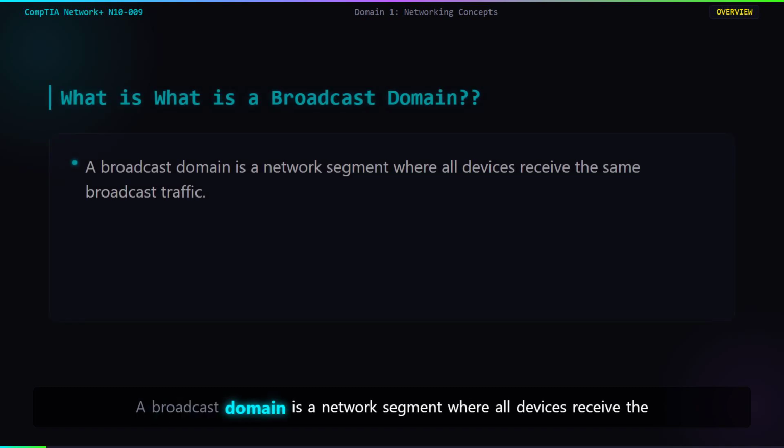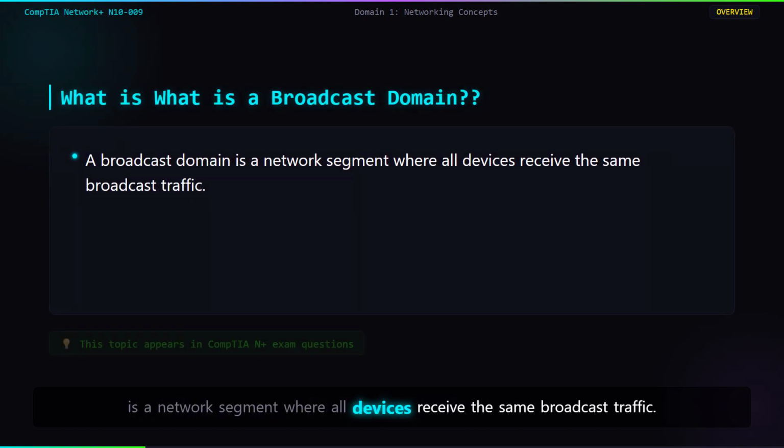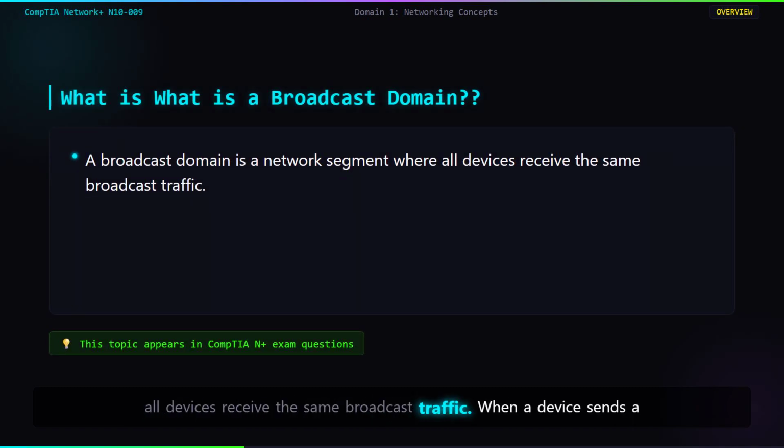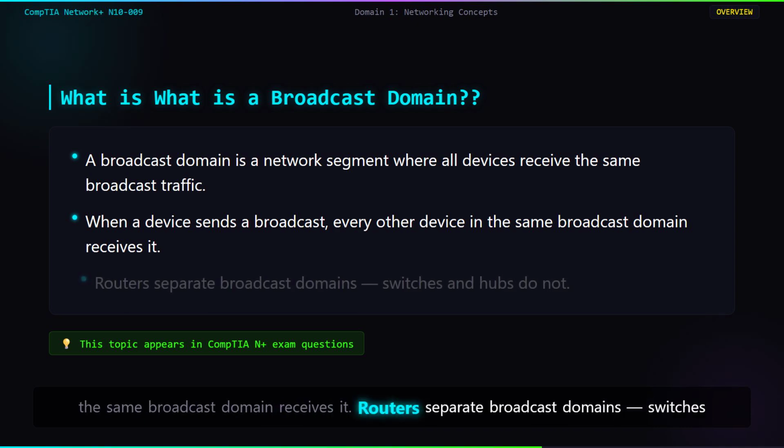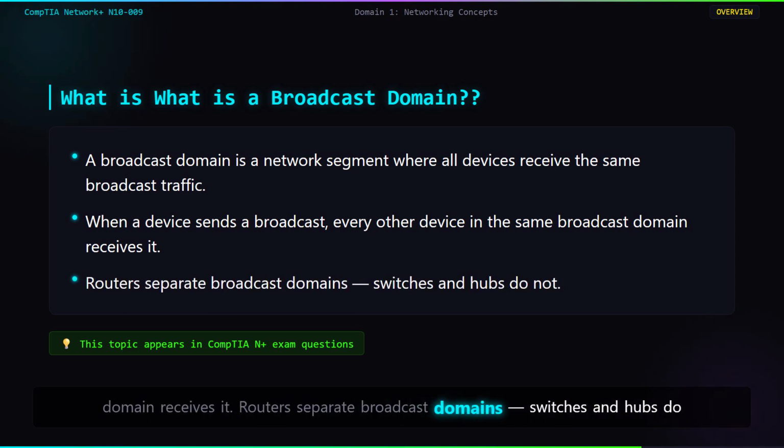A broadcast domain is a network segment where all devices receive the same broadcast traffic. When a device sends a broadcast, every other device in the same broadcast domain receives it. Routers separate broadcast domains. Switches and hubs do not.